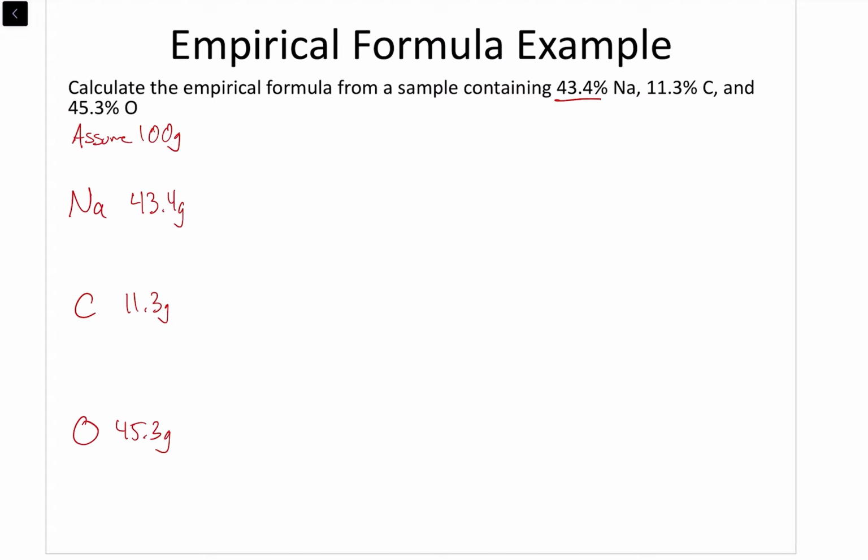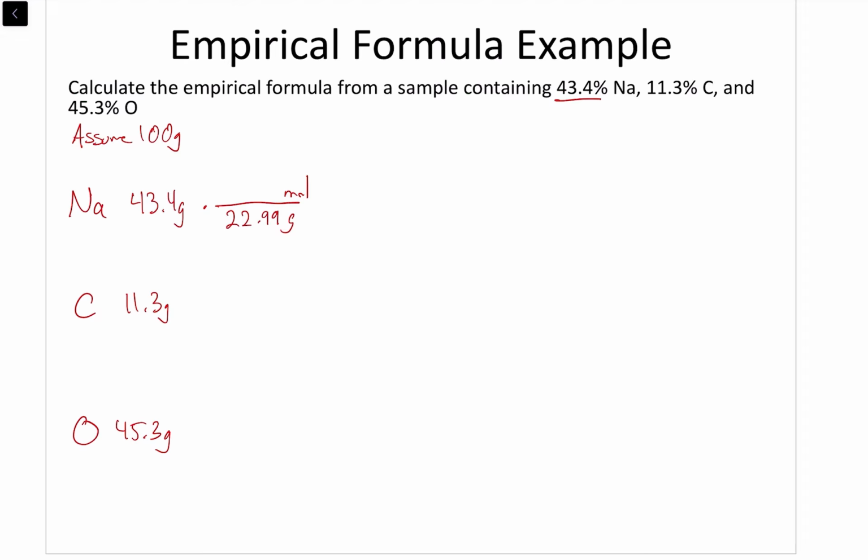Awesome. Next step is that we want to find the molar mass of each element and use that to convert these grams into moles. So the molar mass of sodium from your periodic table is going to be 22.99 grams per mole. Now, if you're wondering, hey, how did you know to divide that?